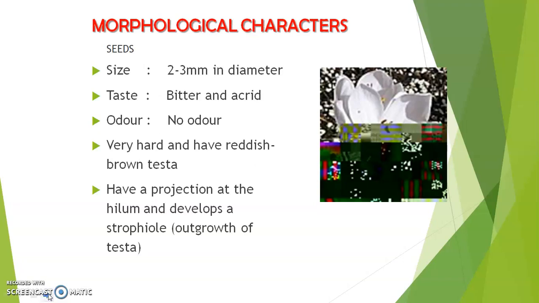Seed size is 2 to 3 mm in diameter. Taste is bitter and acrid. It doesn't have any odor, so no odor. Very hard and has reddish brown testa. Has a projection at the hilum and develops into strophiole, that is outgrowth of testa.